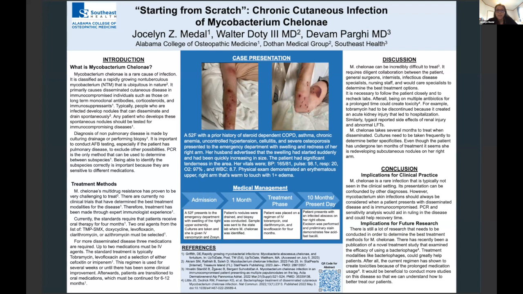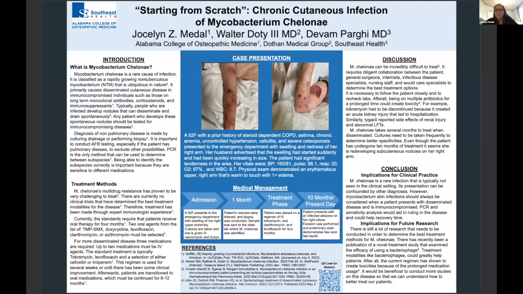For more disseminated disease, like the one that the patient exhibited, they need up to 2 IV agents, and a third one as well. The IV medications are typically tobramycin or levofloxacin, and a selection of either cefoxitin or imipenem. The regimen is used for several weeks or until there has been some clinical improvement. Afterwards, a patient is transitioned to oral medications, which can last from 6 to 12 months. So as you can see, it is a very prolonged case.